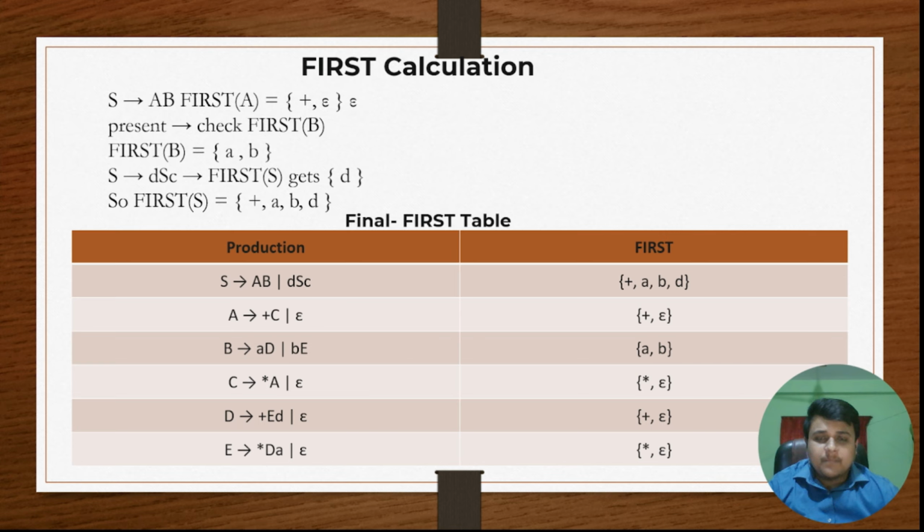And finally we have: First of S is plus, terminal a, terminal b, and terminal d. First of A is plus and epsilon. First of B is terminal a and terminal b. First of C is star and epsilon. First of D is plus and epsilon. First of E is star and epsilon.